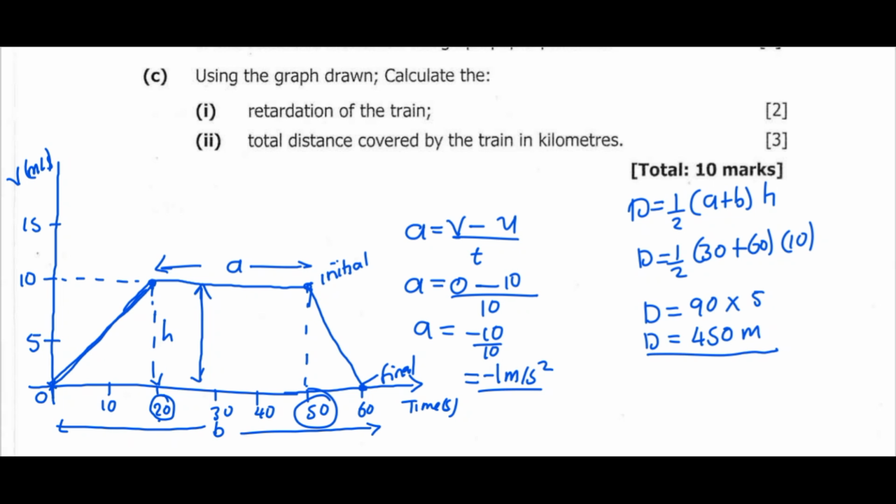Now this distance is in 450 meters, but we want the distance in kilometers. So you say 450 divided by 1000. So this will give us 0.45 kilometers.